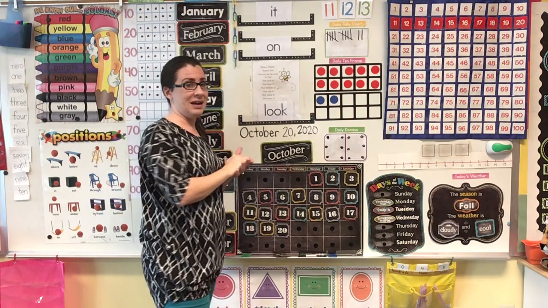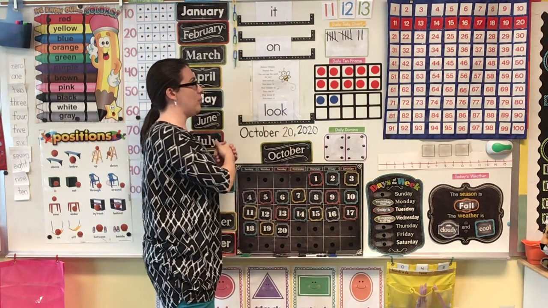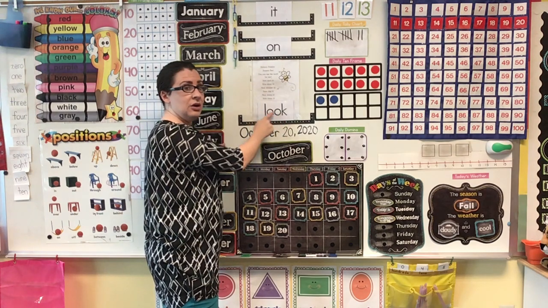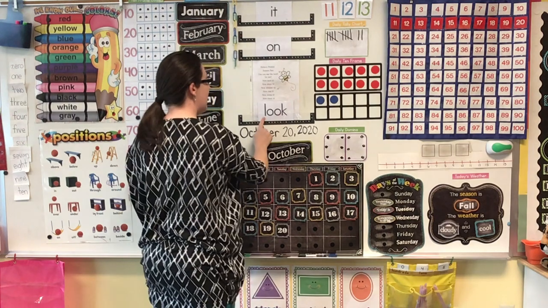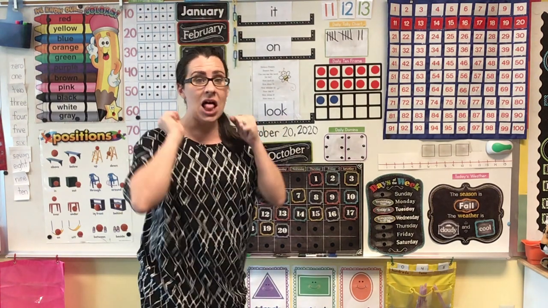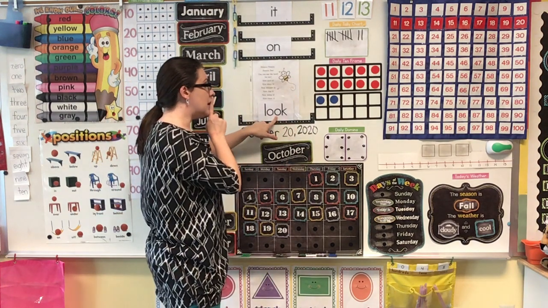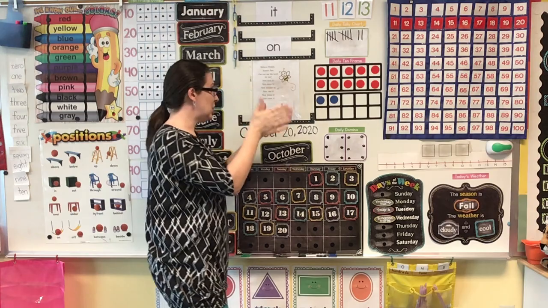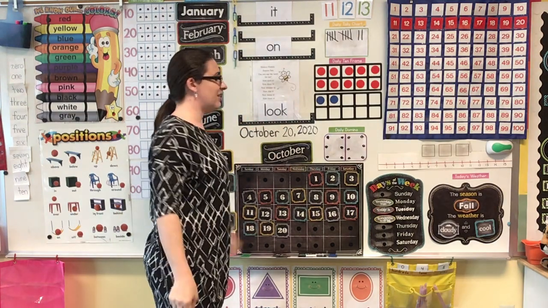Let's do our hickety-pickety word, which is the word look. Hickety-pickety bumblebee. Can you read the word for me? Read it. Look. Now spell it. Look. Now shout it. Look. Now whisper it. Look. Now clap it. Look. Now stomp it. Look. Now cheer it.